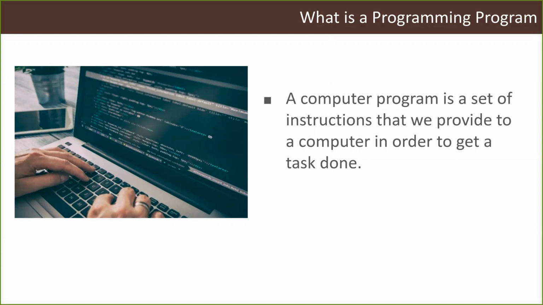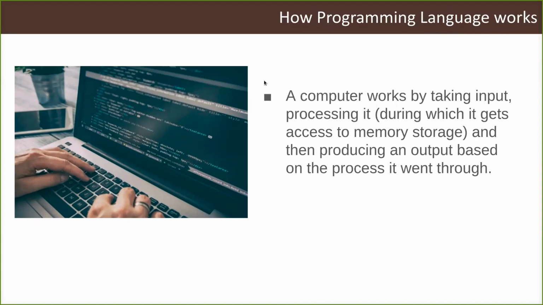Okay, so assume that you visit some shopping site and you purchase some items. So basically, whatever you do has been programmed. I mean, whatever you do and the reaction that the computer gives, everything has been programmed. Okay, so essentially, it is just a set of instructions that we provide to a computer in order to get a task done. Okay, so basically, how does it work?